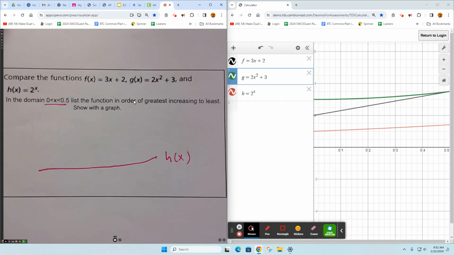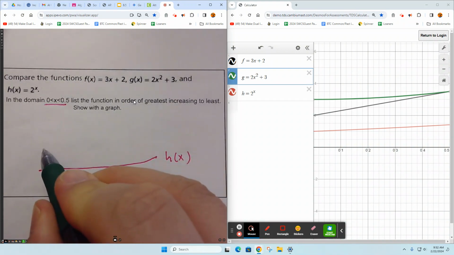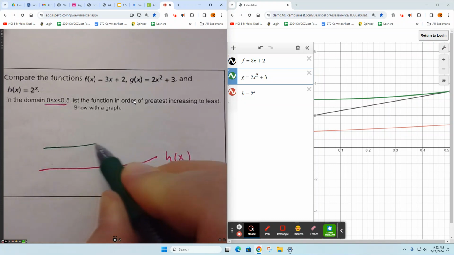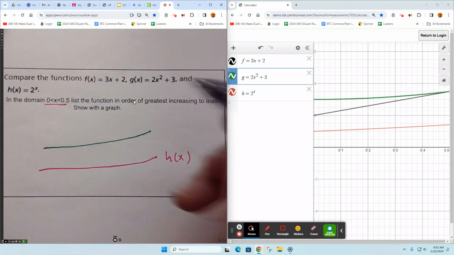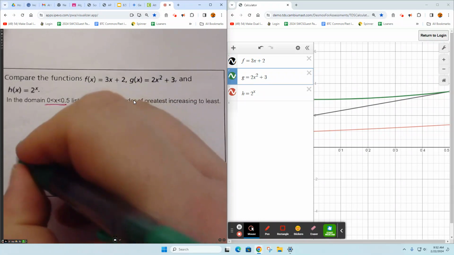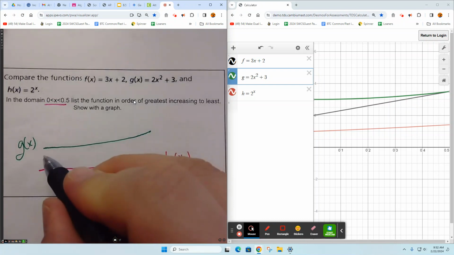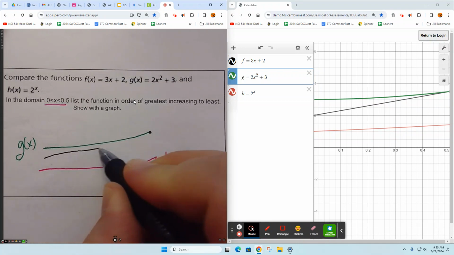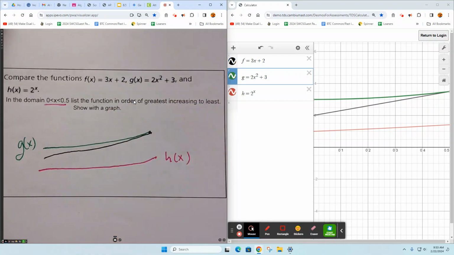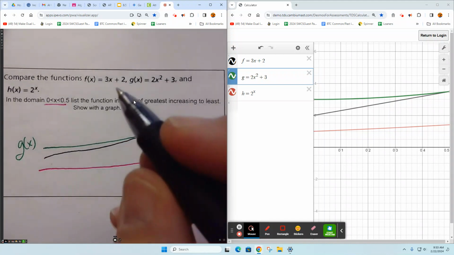We just need to make sure it's losing. And then our green one, which is our parabola, is the only one I can actually see some curve in. And that's our G of X. And then finally, our linear one, which is our black one, is just going to win right here.